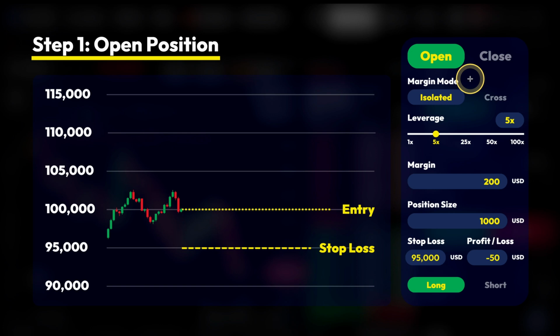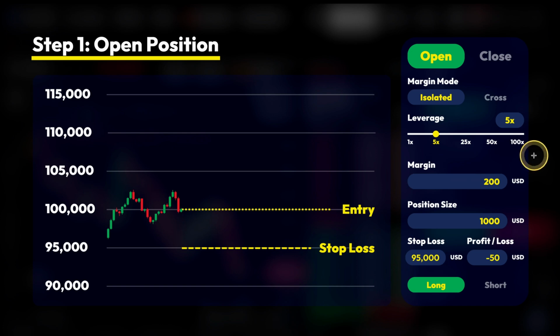Next, we need to determine our position size and stop loss, and these are typically determined by how much you want to risk in this trade. For example, let's say you want to risk a maximum of 1% per trade with a capital of $5,000. This would mean you would risk a maximum of $50 per trade.